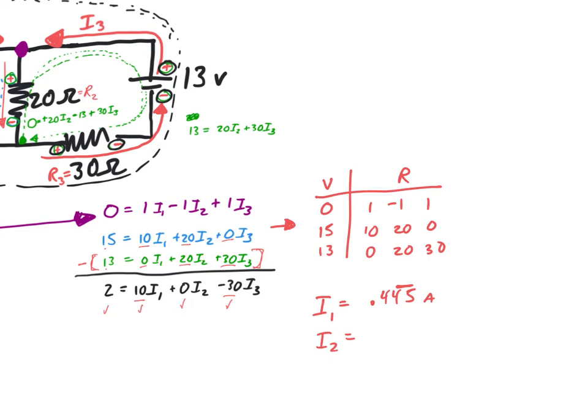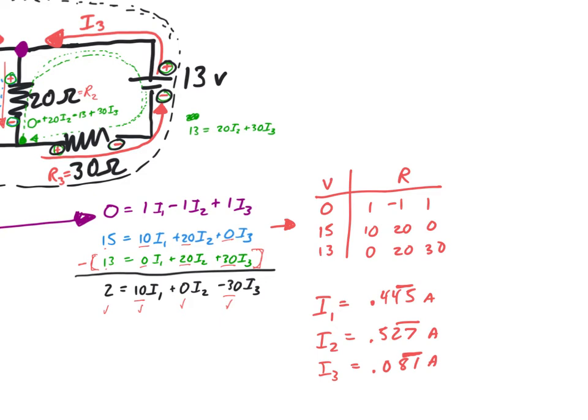I2 is equal to 0.527. And then the 2 7s repeat over and over and over. Then I3 is equal to 0.081. And the 8 1s repeat over and over and over again. That happens a lot in the circuits I randomly create. Let's double check that this result makes sense.